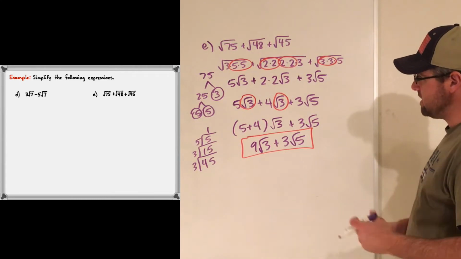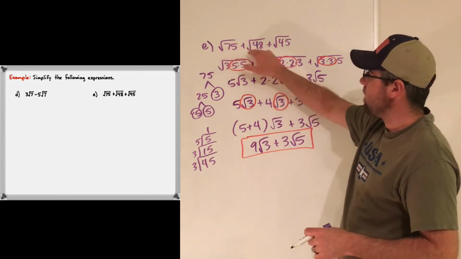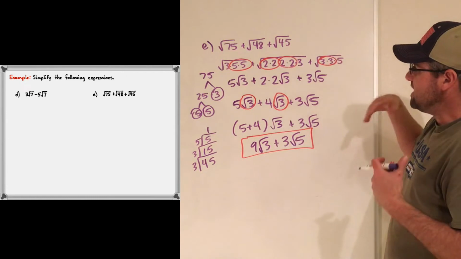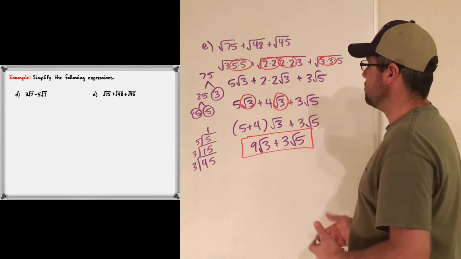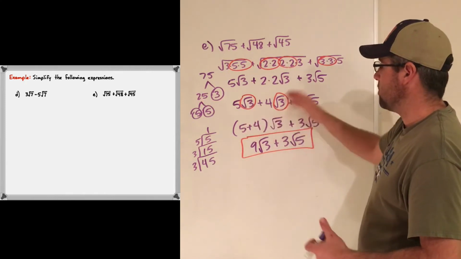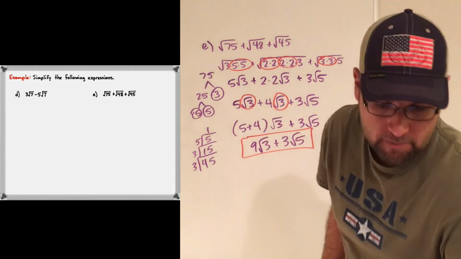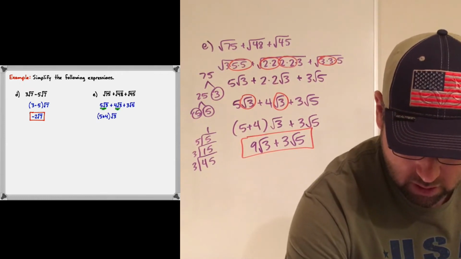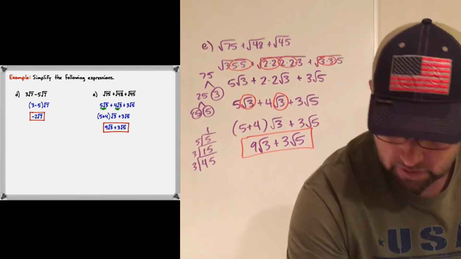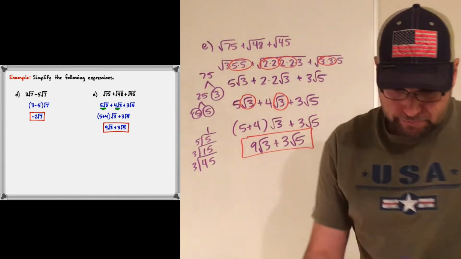So the idea is to simplify each radical as much as you can, and then identify which radicals are alike and combine those terms. So here we had square root of 3, square root of 3, so we can combine them. Okay? So that is the essential process. So 9 rad 3 and 3 rad 5.